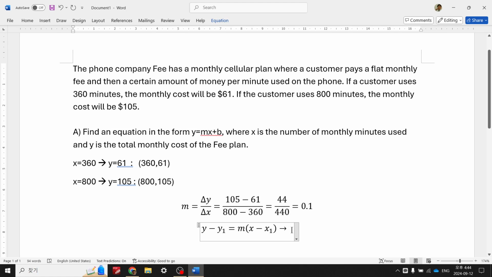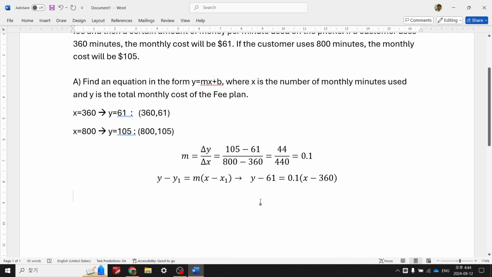So you're going to rewrite this in terms of y minus 61 equals, what's m? We just found it as 0.1. x minus what? 360. Okay. Now we have to simplify this by adding 61 both sides and multiply this out. So if I multiply 0.1 to both x and 360, I get 0.1x minus 0.1 times 360. You can use a calculator, and you get just 36 for that.